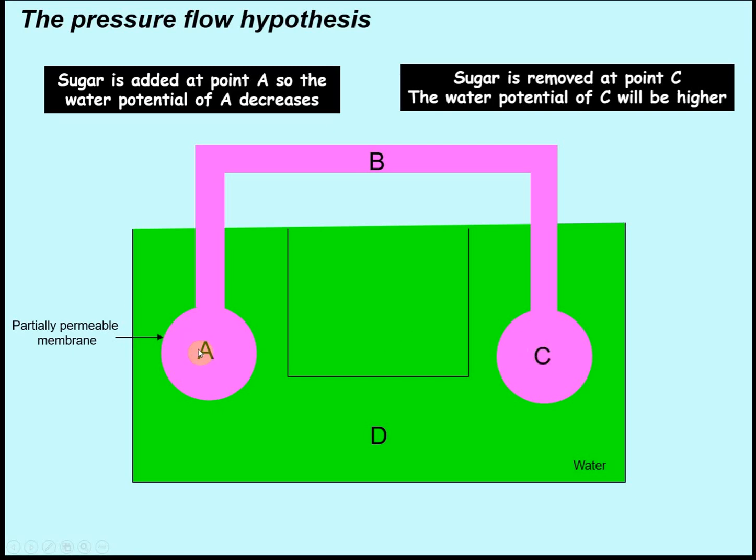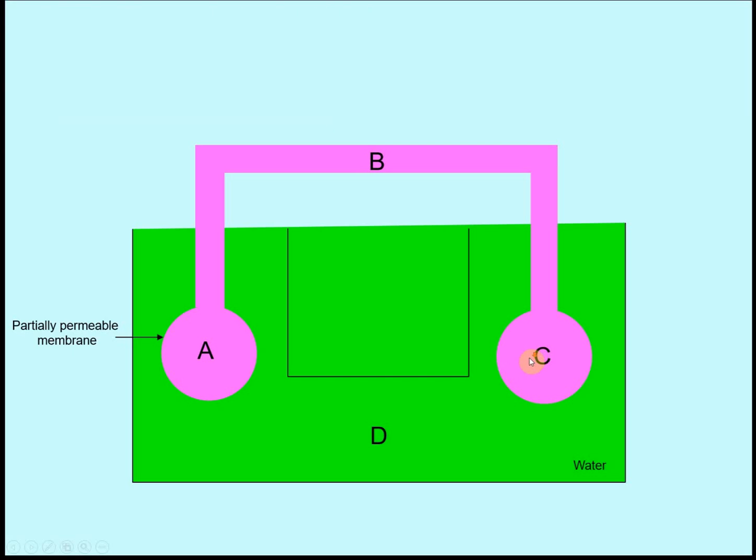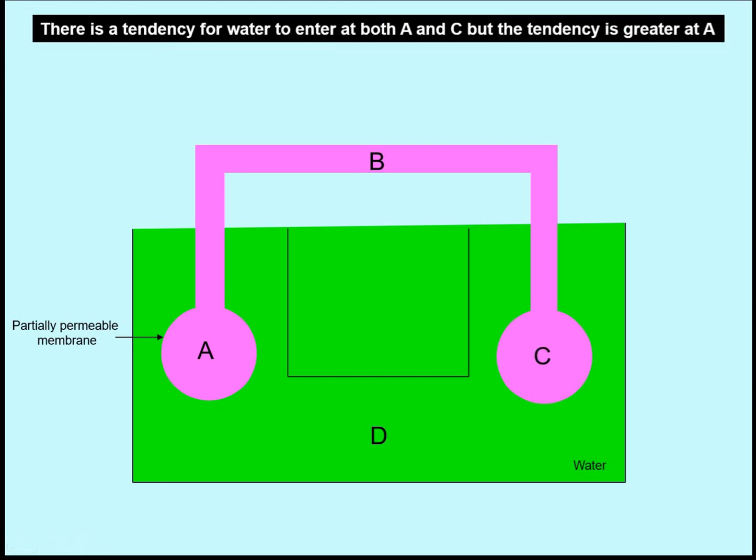Okay, so the key thing here is, though, that's not massively important. What's going to happen is, because of the water potentials, we're going to have movement of water. So at A and C, there's a tendency of water to move in to both because there's a lower water potential in both because there's more sucrose in both. But the key thing is the water potential here is much lower in A than it is at C. So the tendency of water to move in at A is greater than it is at C. So water is going to move in and increase the hydrostatic pressure.